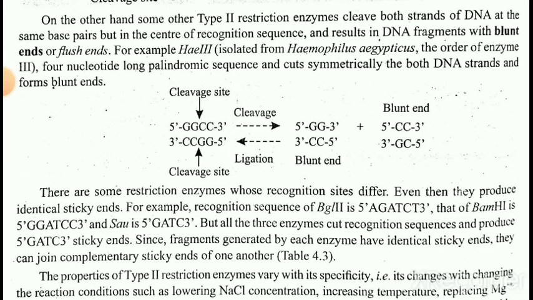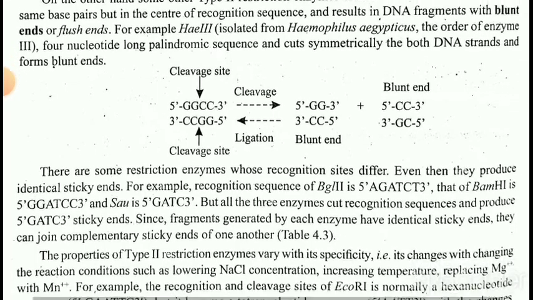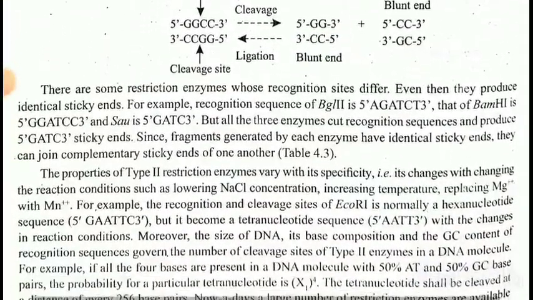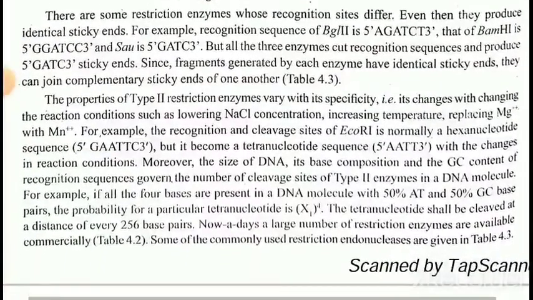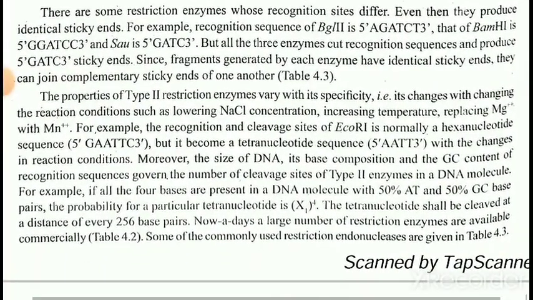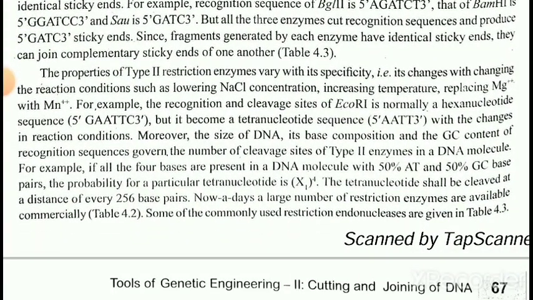For example, the recognition sequence of BglII is 5' AGATCT 3', that of BamHI is 5' GGATCC 3', and that of Sau3A is 5' GATC 3'. But all three enzymes cut their recognition sequences and produce 5' GATC 3' sticky ends. Since fragments generated by each enzyme have identical sticky ends, they can join to the complementary sticky ends of one another.